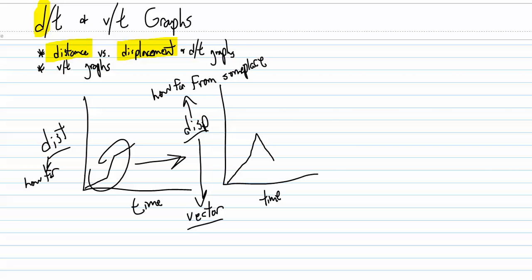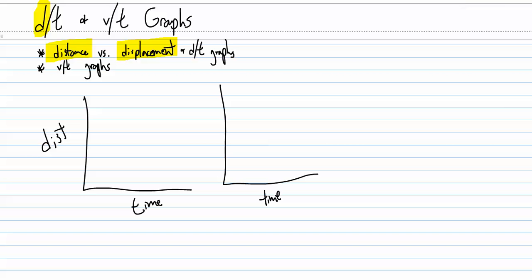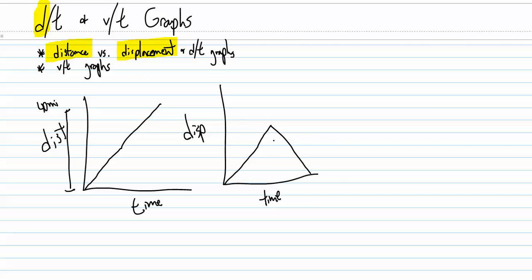So if I, as an example, hop in my car and I drive to school, and then I spend my day at school, and then I drive home, I went a total distance of maybe 40 miles. Okay? But my displacement, that graph would look like this. I went 20 miles to get to Beaverton, and then after school got out, I came 20 miles home. So that's the difference between distance and displacement.